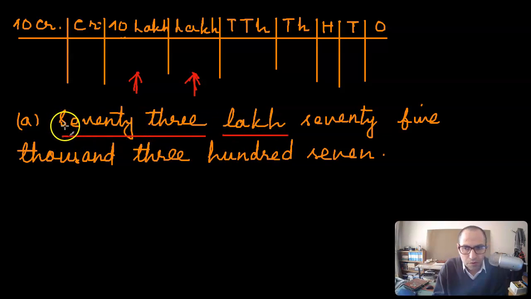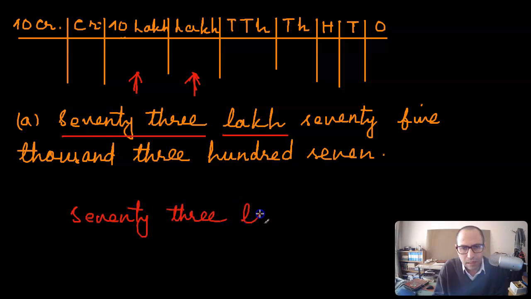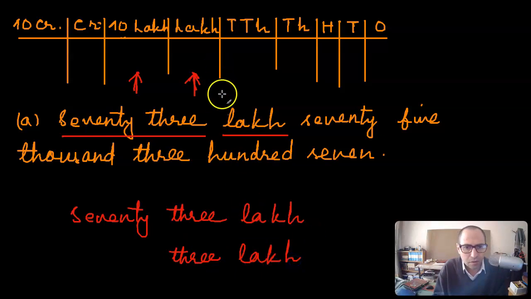Now this part of the number, which is 73 lakh, right? If it was 3 lakh, meaning the number goes from 1 lakh, 2 lakh, 3 lakh, 4 lakh, 5 lakh, 6, 7, 8, all the way up to 9, the digit comes over here. But when it becomes 10 lakh, 11 lakh, 12, 13, 14, 15, 16, 17, and so on, all the way up to 99 lakhs.